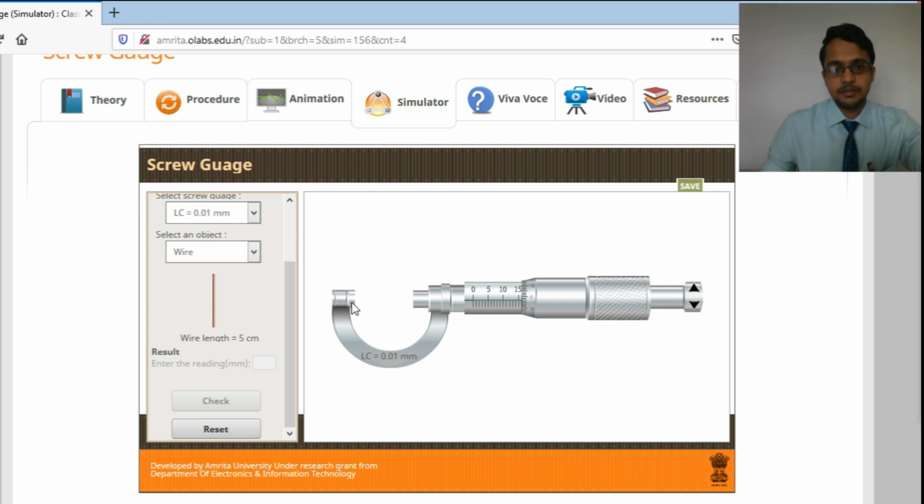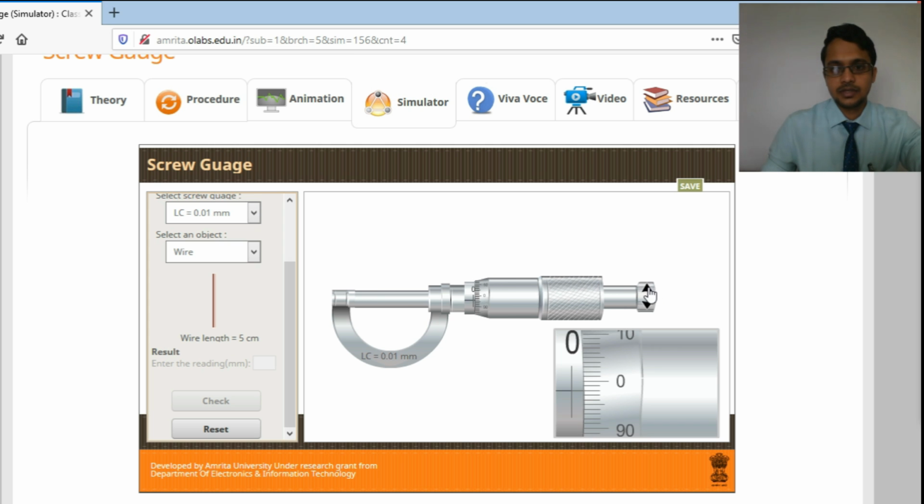So this is the stud part and this is the spindle part. I will rotate this circular cap, it is moving forward. So let them join first. They are joined now. Now look at this part. Here we are getting the 0 mark on the circular scale above the baseline.